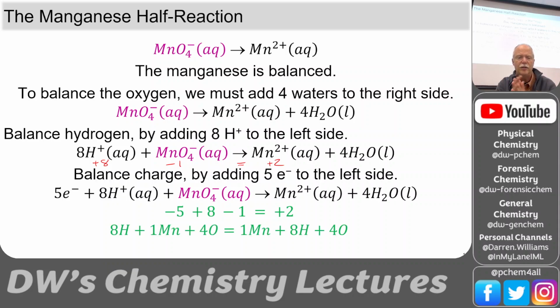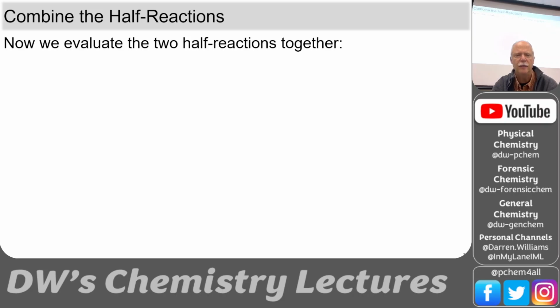We can check the elements too. We have 8 hydrogens, 1 manganese, 4 oxygens on the left, and the same on the right. So if the charge is balanced and the elements are balanced, you have a balanced half reaction. So we can check our work. I like this also because, again, like Sudoku, you can check your work. Is everybody caught up with me? You got it? All right, let's go to the next page where we bring these together.